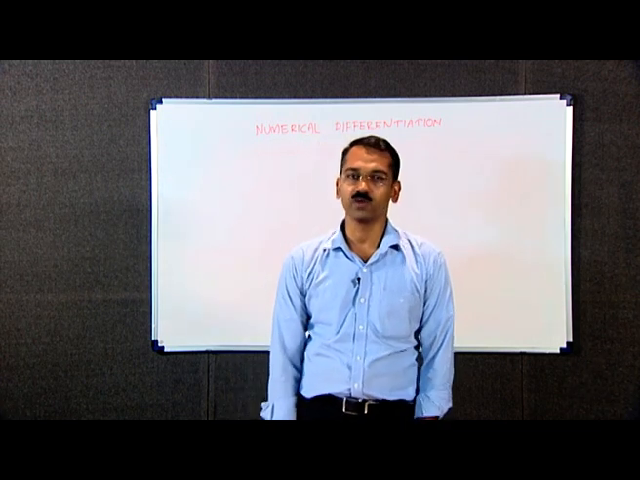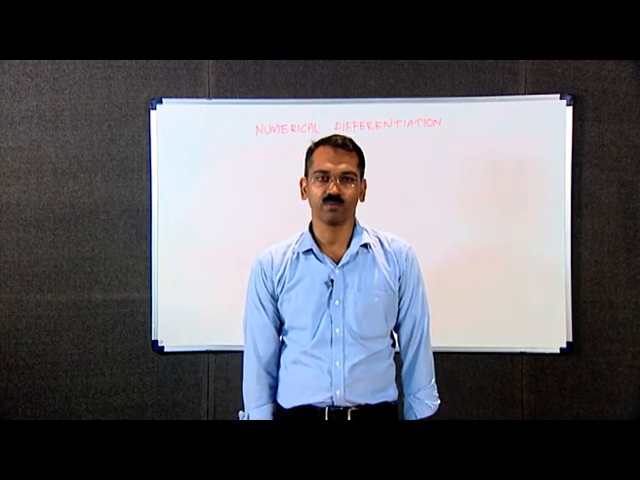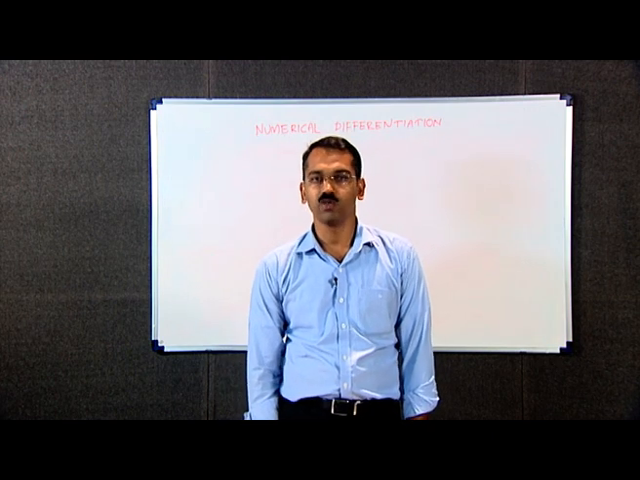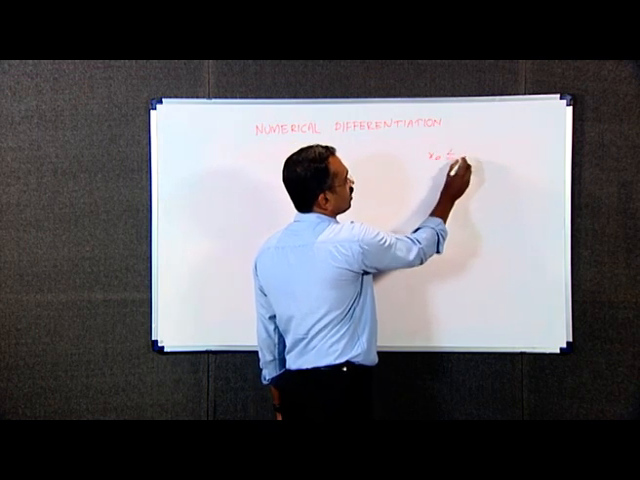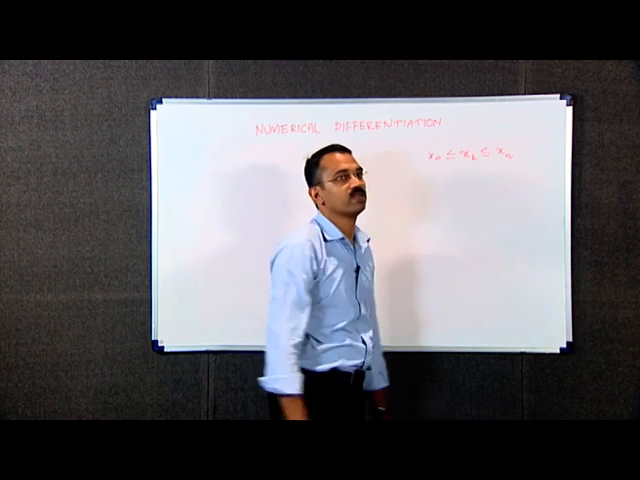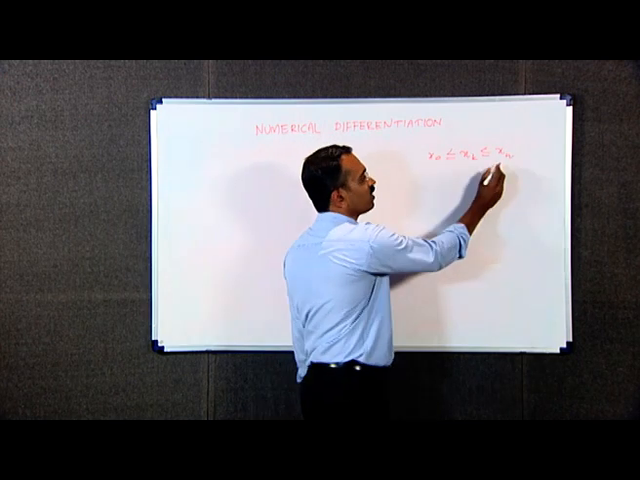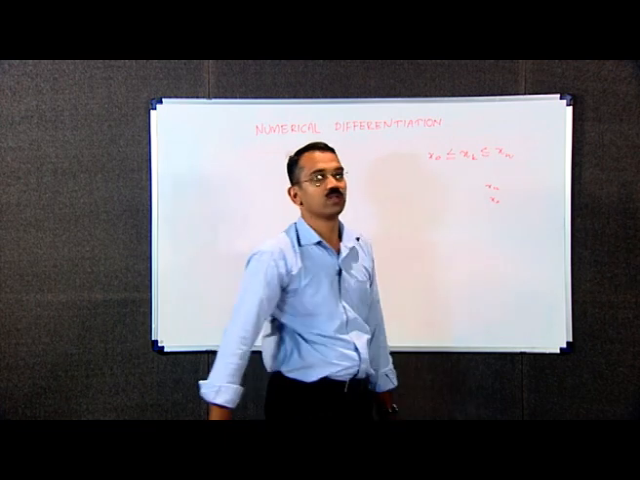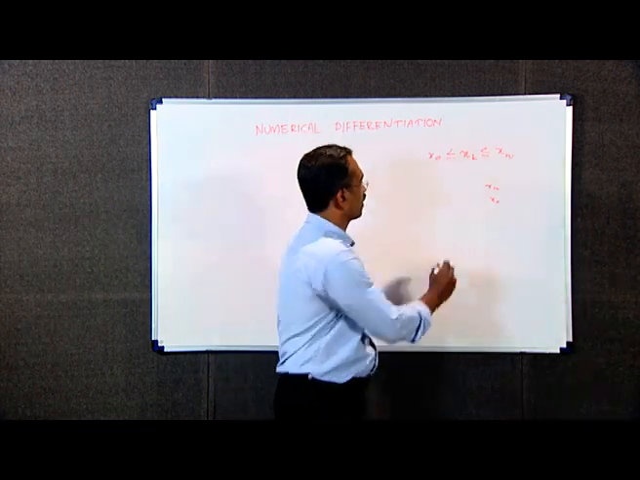The process of computing dy by dx at x equal to some xk by this method is called numerical differentiation, where xk lies between x naught and xn, or xk is very close to xn or very close to x naught if it is outside the range x naught to xn.